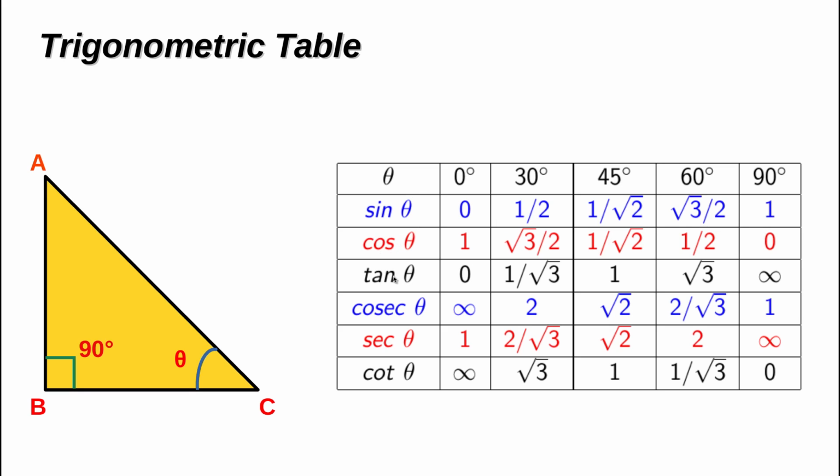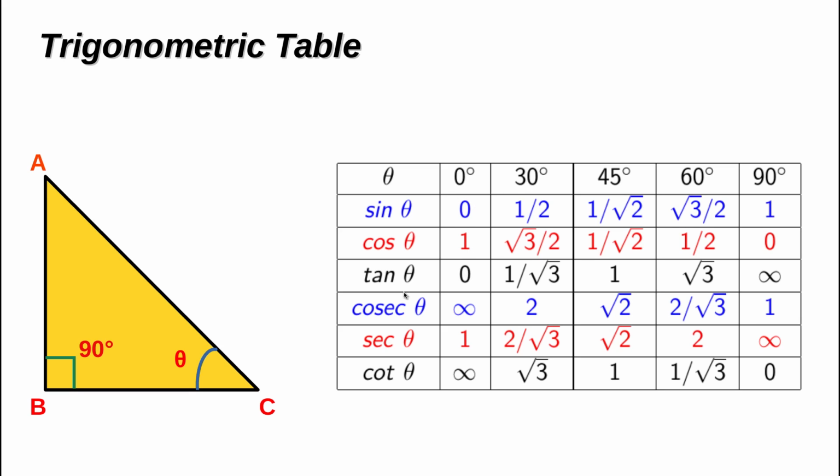Now we can calculate the values of tan theta. Now tan theta is very easy to calculate. Here we know that tan theta is equal to sin theta by cos theta. Now only divide the sin theta value by the cos theta value. Now here the tan 0 degree value is 0. Now 0 divided by 1 is 0.